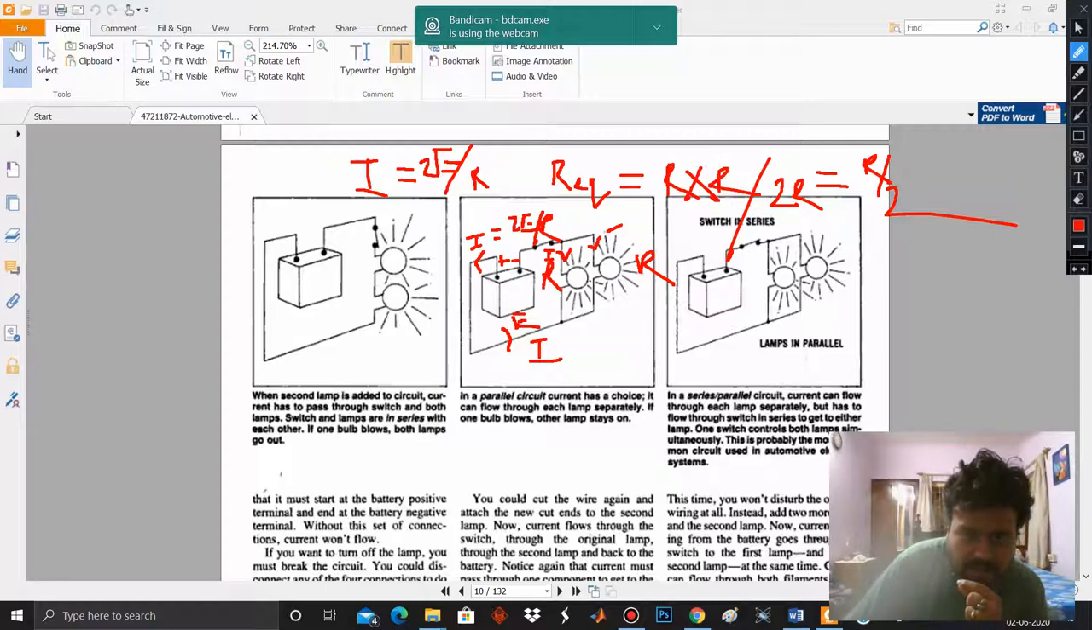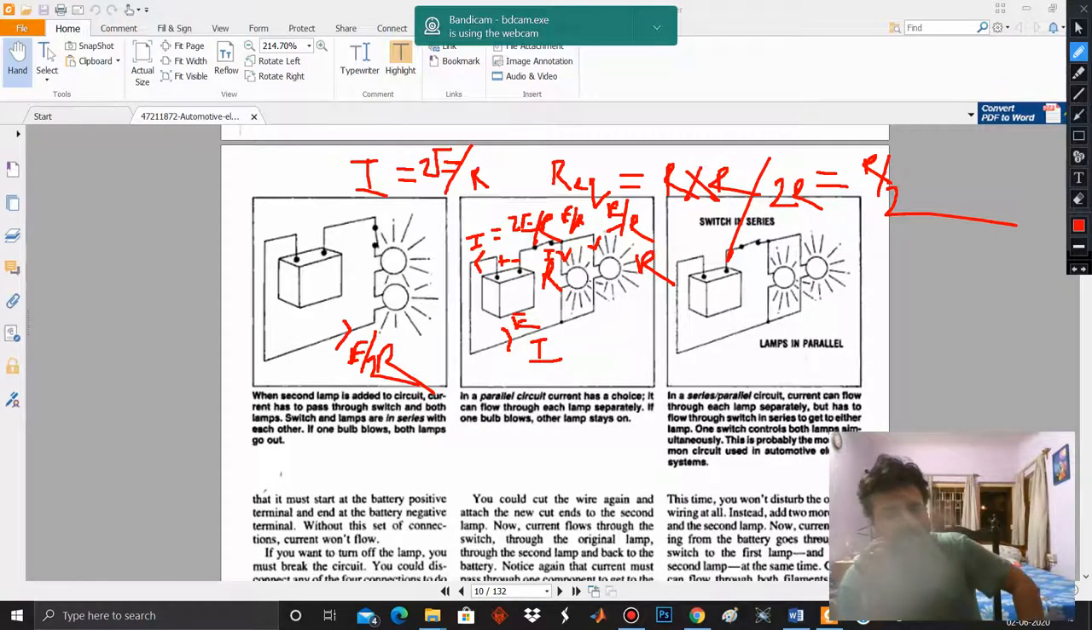Now, if you determine, it will be divided equally. So this will be equal to E by R, and this current will also be equal to E by R. But in the series case, the current will be E by 2R. The current is halved. So in a series circuit, the current is halved because the resistance is more. But here, it is not that. If the resistance is the same, the current in both the paths is divided equally.